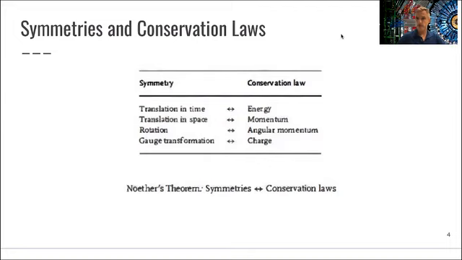Similarly, translation in space results in momentum conservation. Rotations result in angular momentum conservation. And then, a little bit harder to grasp, but we will see this in more detail, internal symmetries can also lead to conservation laws, and gauge transformation leads to the conservation of charge. So there are internal symmetries as well.